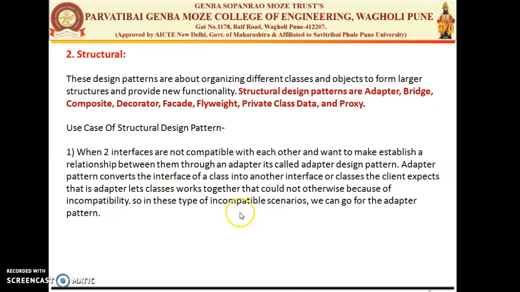We need to relate both interfaces, or we need to make the two interfaces communicate. So the adapter design pattern is the pattern which will convert one interface into a class, so that two different interfaces can communicate with each other, establish a connection, or relate to each other to function properly. The adapter lets classes work together that could not otherwise because of incompatibility.